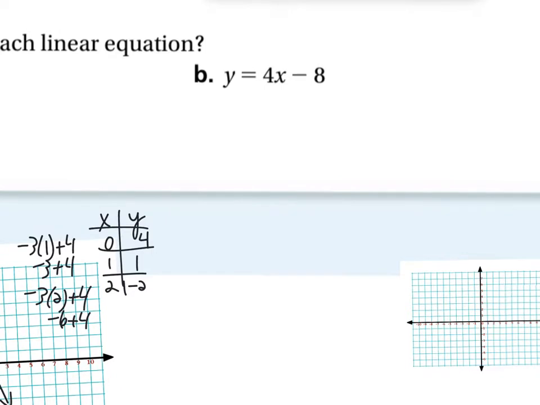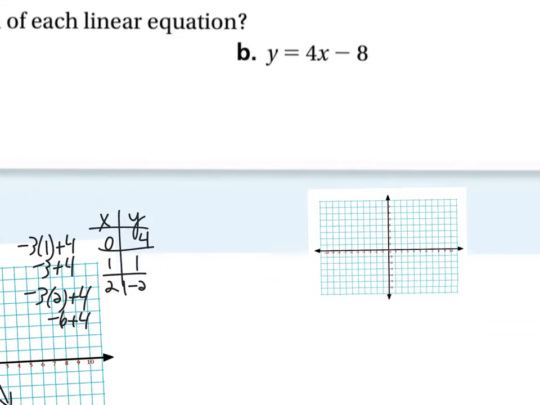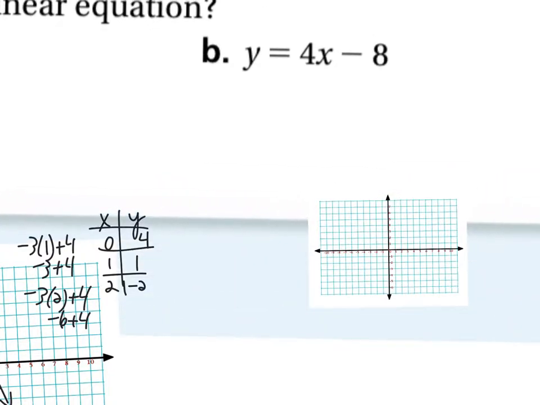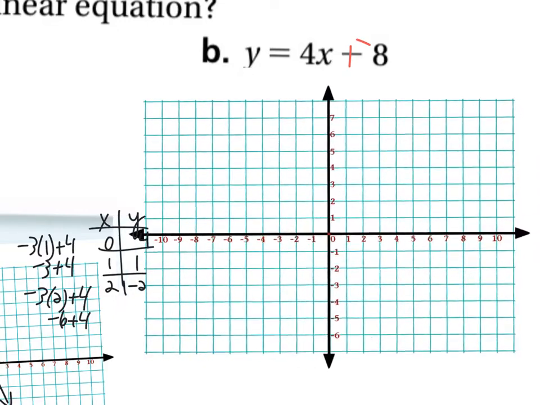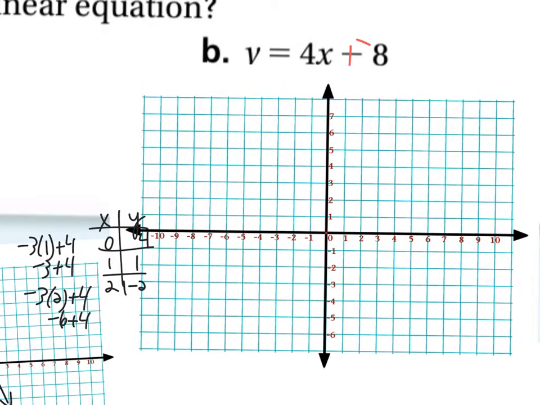So part B, same idea. We're trying to find this graph here. So this one they're subtracting, so if you want to add the opposite there, you can. So this one, the y-intercept would be -8. That's just off the chart here on what I've got.